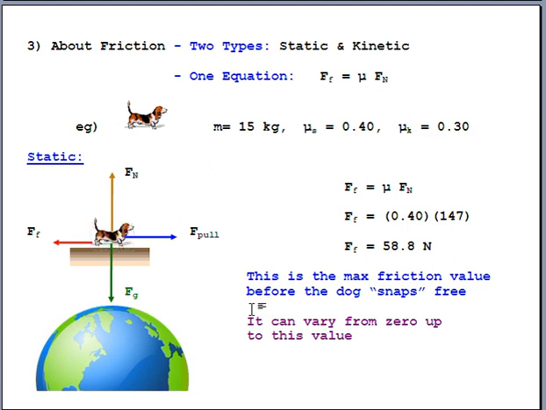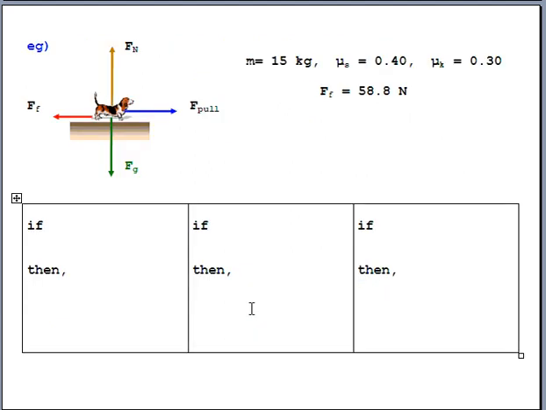So let's look at some scenarios here on the bottom half of this first page on what might happen depending on how hard the human pulls. You know, this F pull from a human, humans have free will, they can pull as hard as they want.